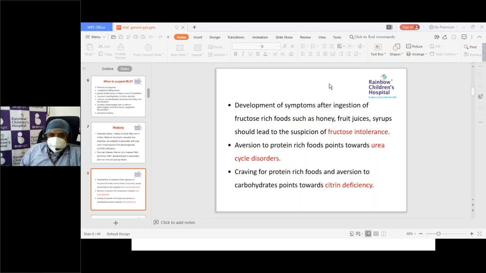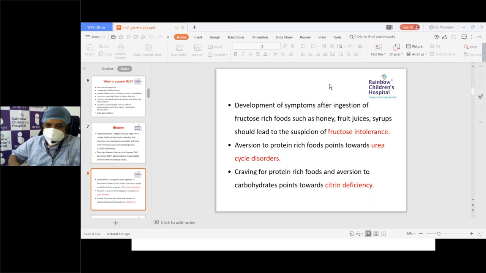So these are all the special history we should ask, especially when we are dealing with a child with an underlying metabolic liver disease. That is, symptoms appearing after ingestion of fructose rich foods, or symptoms appearing with protein rich foods, or a craving for protein rich foods and aversion towards carbohydrates. These are some of the clues the history itself will give towards a metabolic liver disease.